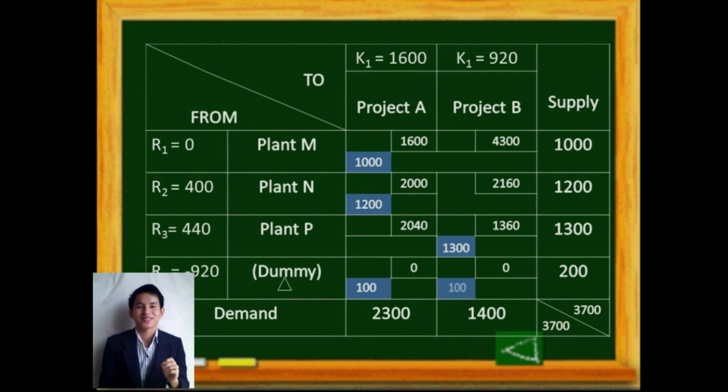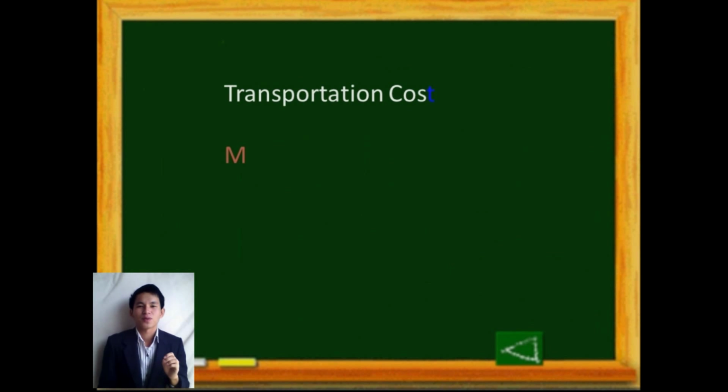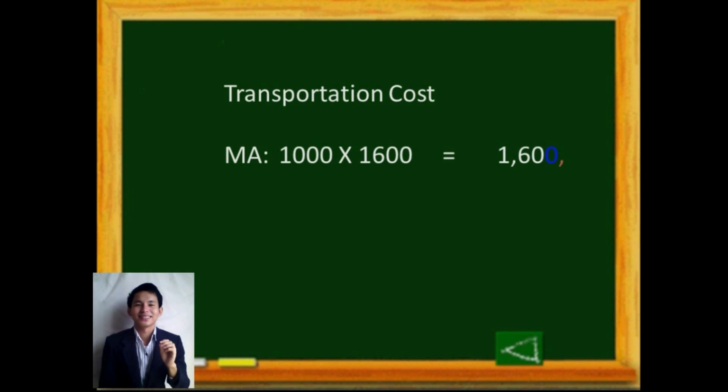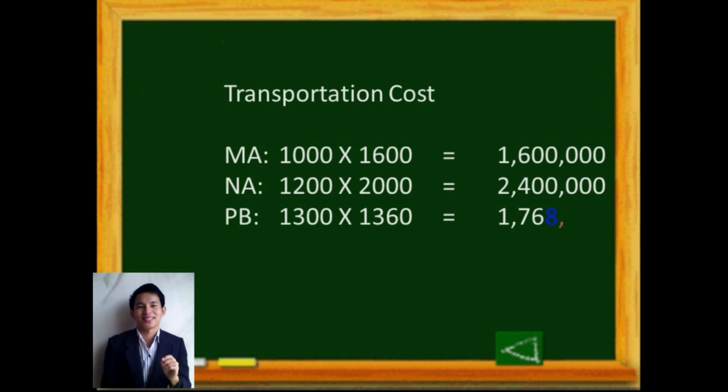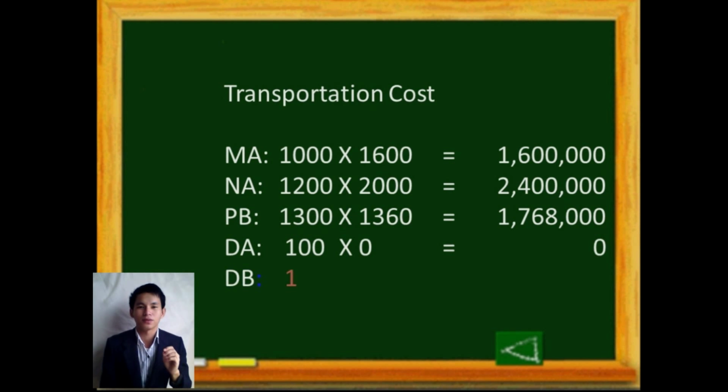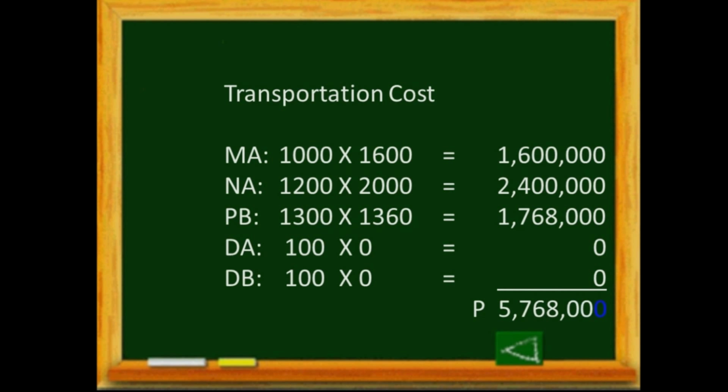Compute the transportation cost. 1,600 times 1,000 equals 1,600,000. 2,000 times 1,200 is equal to 2,400,000. 1,360 times 1,300 is equal to 1,768,000. 0 times 100 is equal to 0. 0 times 100 equals 0. The transportation cost is 5,768,000 pesos.